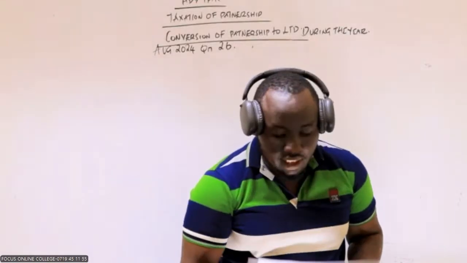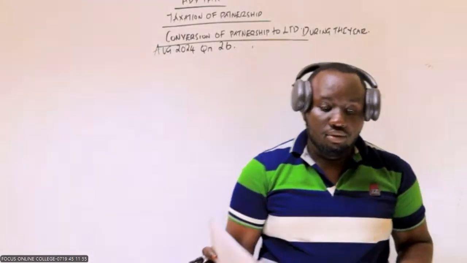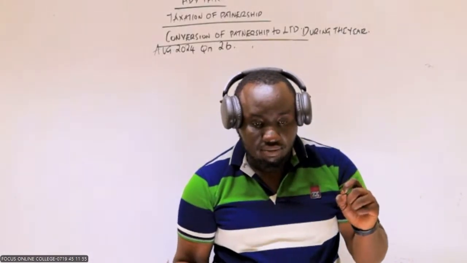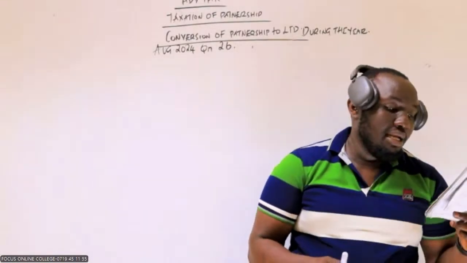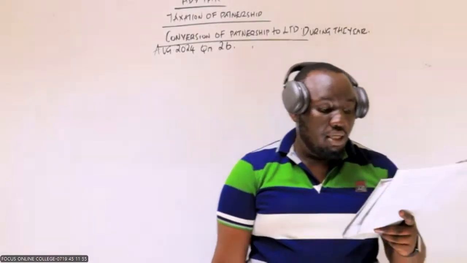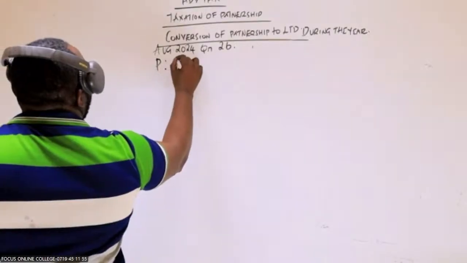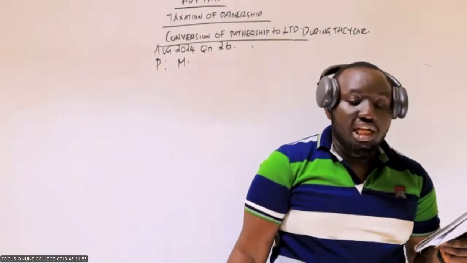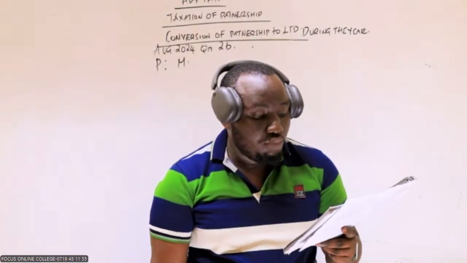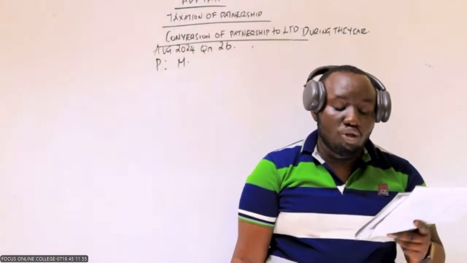So then we look at question 2B. The examiner tells us that Paley and Mark have been in partnership, trading as Pama Limited. We have Paley and Mark. We call it P. P and M have been partners trading as Pama Limited from 1st January 2021, having contributed a capital of 12 million. That is, Paley contributed a capital of 12 million.